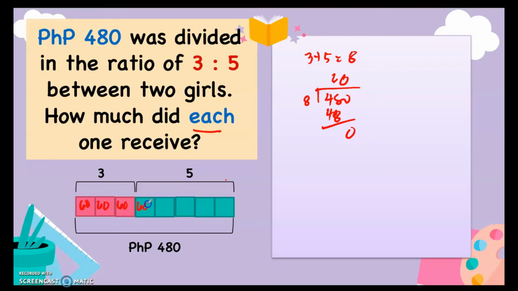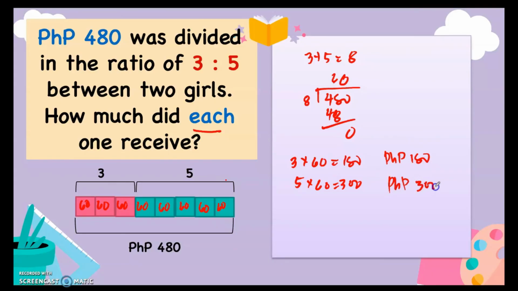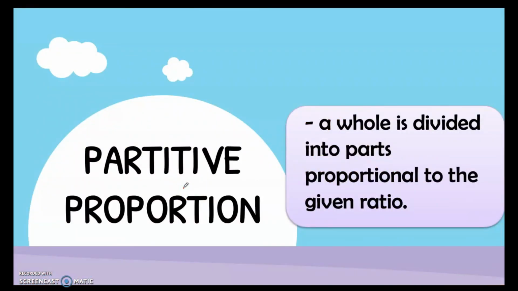But this is not the answer yet because all we need to do is multiply the quotient to each term. So we have 3 times 60, which is 180. And the other one is 5 times 60, which is 300 pesos. So each girl will receive 180 pesos, and the other one 300 pesos. And it's a total of 480 pesos. So that's about partitive proportion.